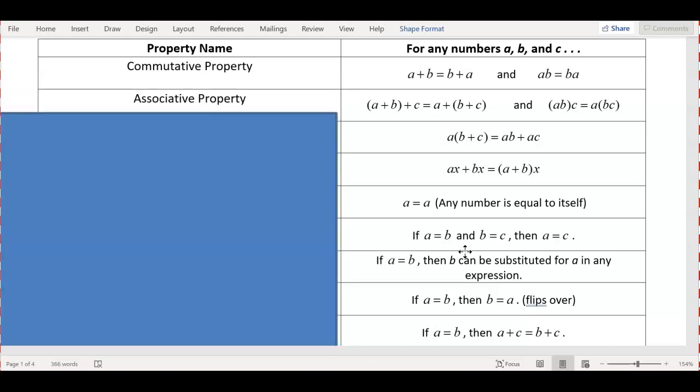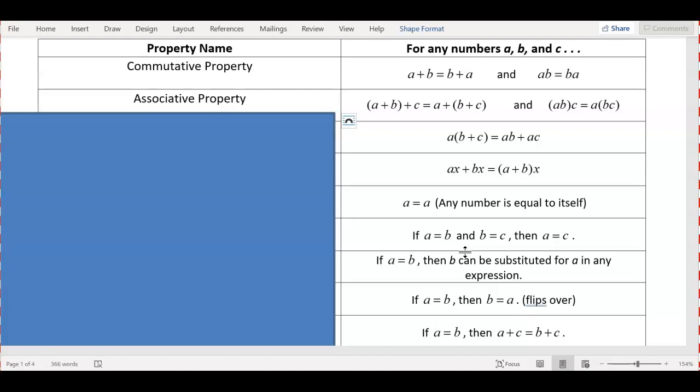Okay, second thing is the associative property. You can associate tiles, change where the parentheses is. So that's associative. It's the same three letters, A, B, and C, but the parentheses changed position. Okay. Okay, so that was the second one, associative property.